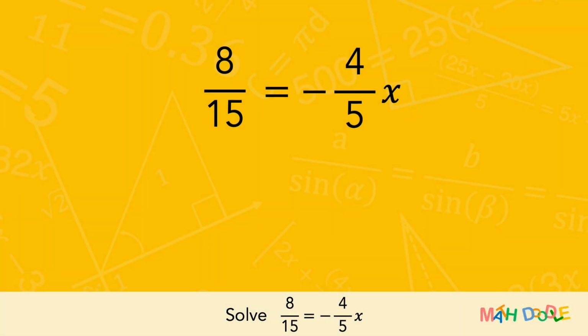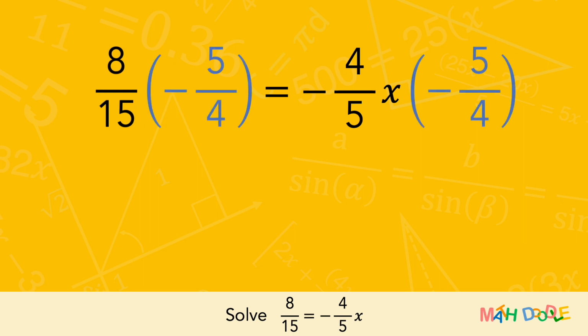Our goal in solving this equation is to find the value of x, which makes two sides of the equation equal. First, let's rewrite the equation so that one side of the equation has only x. To do this, we must eliminate minus 4/5 in front of x. So, let's multiply both sides of the equation by minus 5/4.